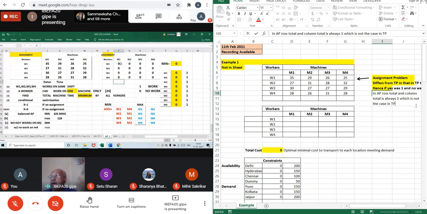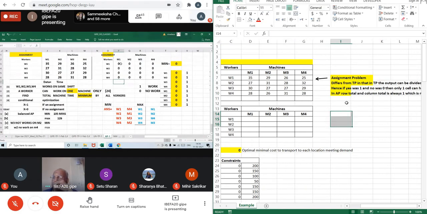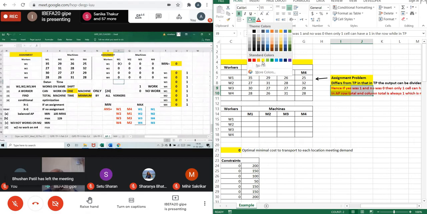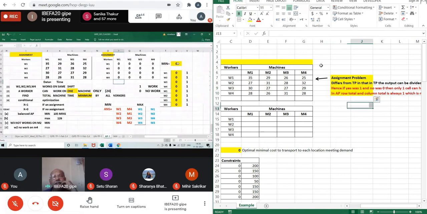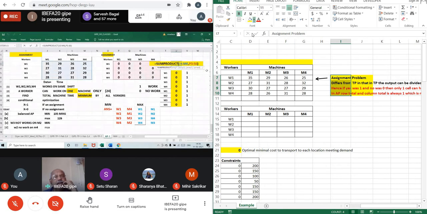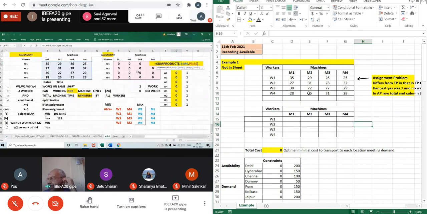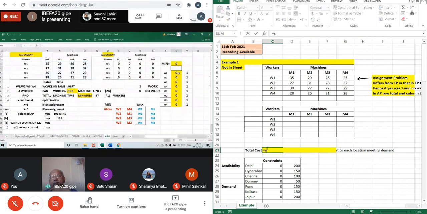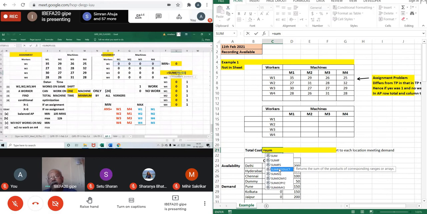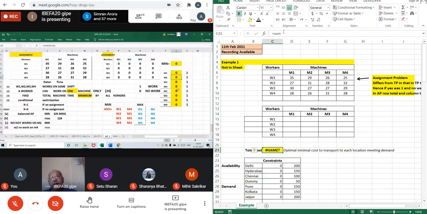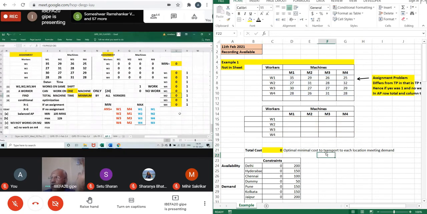Now, directly you work in solver. I want the minimum total transportation product, that is the time on the machine matrix multiplied by the allocation matrix, the assignment matrix. I have the row total 1. I have the column total 1. Where is this 1? Solver will decide.